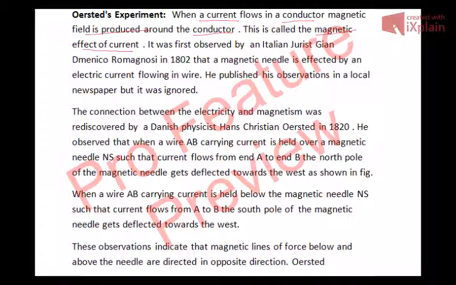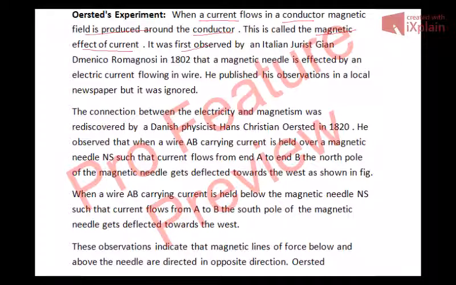You know that current has three main effects, that is magnetic effect, heating effect, and chemical effect. So in this chapter we are discussing magnetic effect. So what is magnetic effect of current? When a current flows in a conductor, magnetic field is produced around the conductor. This is called the magnetic effect of current.